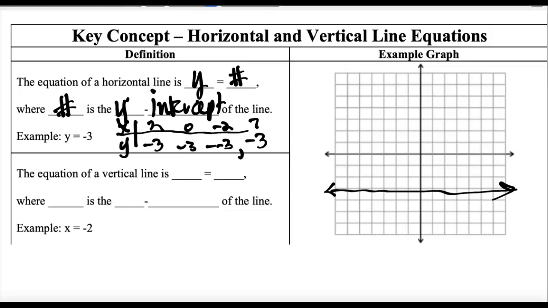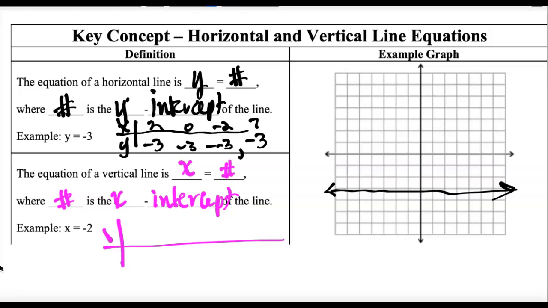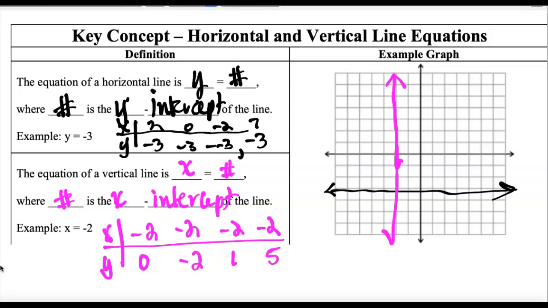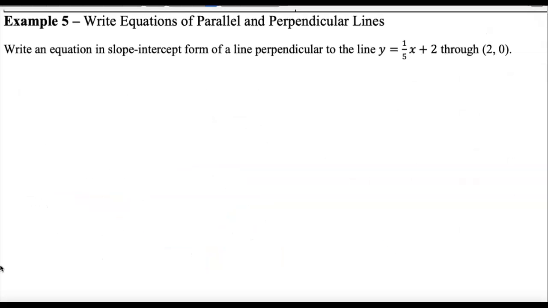Okay, so when we look at the x equation or the vertical line, x will always be a number, and that number will always be your x-intercept. So similarly, as we saw in that last example, here if I make a table, my x value is always going to be -2, and it doesn't really matter what I put in for these values. But if I graph that, it means that my x value will always be here at -2, so it'd be this line right here, a line that is perpendicular.